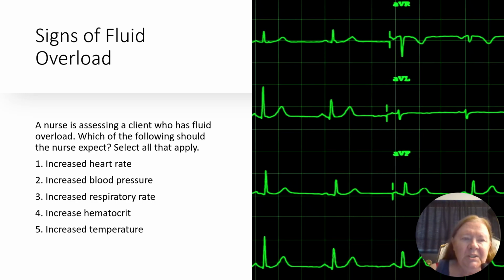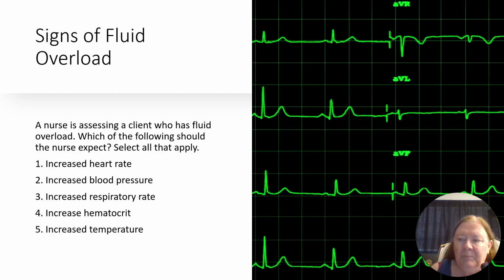Okay, number 2, is there going to be increased blood pressure? And yes, there is going to be increased blood pressure. The nurse would expect that the client who has fluid volume excess to have increased blood pressure and a bounding pulse in response to the excess fluid.